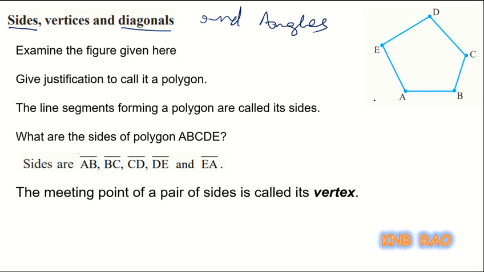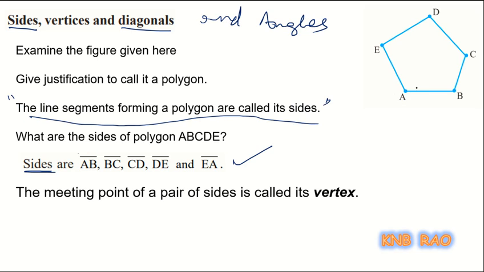Examine this figure. This figure is made up of 5 line segments. Which are those 5 line segments? Line segment AB, line segment BC, line segment CD, line segment DE and last line segment EA. These line segments are called sides. The line segments forming a polygon are called sides.